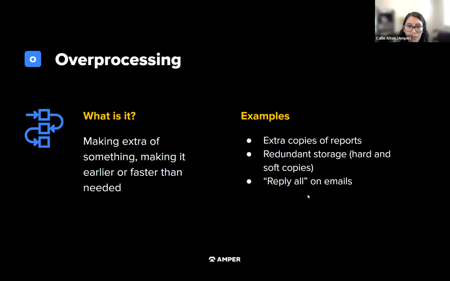The next one we have is overprocessing. This is making extra of something, making it earlier or faster than needed. It can also be extra copies of reports, redundant storage, or even hitting reply all on emails can also be considered overprocessing. I don't know if you guys heard, but a few months ago, a team at Microsoft was hosting a luncheon, and they wanted to email their team to let them know about it. Well, they accidentally emailed all 50,000 Microsoft employees, and every time somebody would reply back to that chain, they would reply all saying, "Oh, I don't think this was meant for me." Reply all, "I don't think this was meant for me." So it caused a lot of reply all emails over processing that people didn't need to be on.